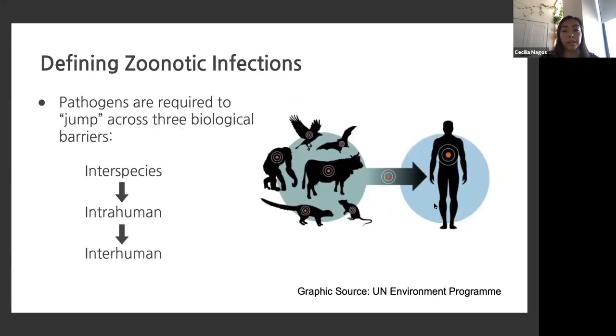In order for these pathogens to infect the human population, they need to cross three biological barriers. First is the interspecies, which is the initial exposure between an infected animal and a human. Then we have the intrahuman, which is when the pathogen is able to multiply and reproduce in the individual. And finally, the interhuman, which means the pathogen can now be transmitted among the population.